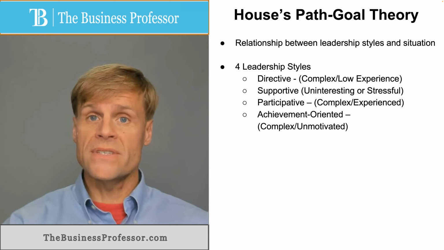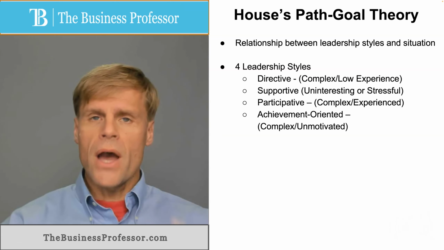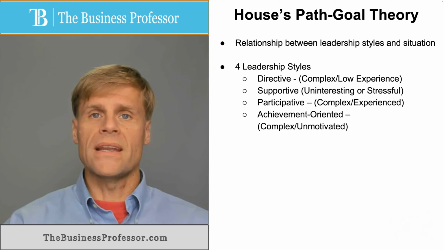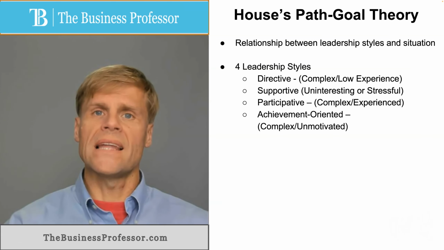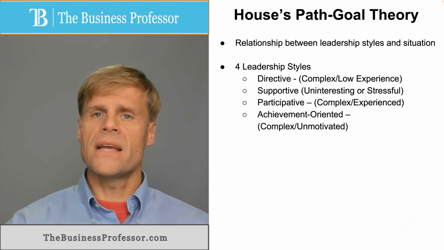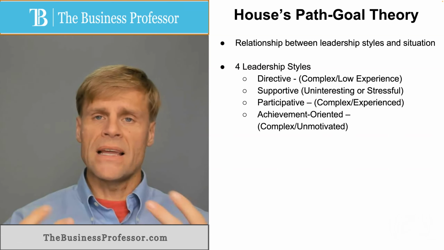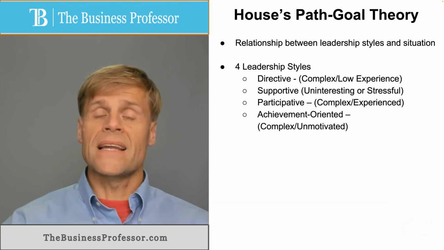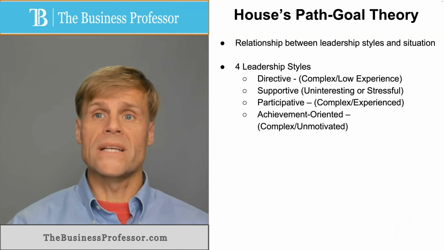One is the directive style, where you're telling someone what to do. The supportive style is where you're not telling them what to do, but you are giving them the resources and support they need. Participative style is when you bring them into the fold and you work collectively to address a scenario. And then achievement oriented is more hands-off, where you allow them to perform at their highest level. You give less direction, you give less support. This is useful when you are setting lofty goals or allowing for self-improvement through new experience.